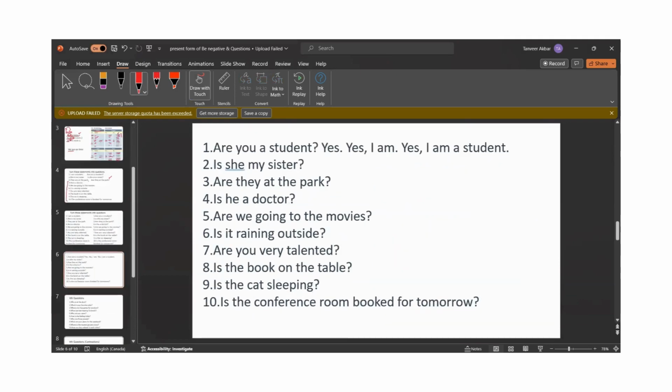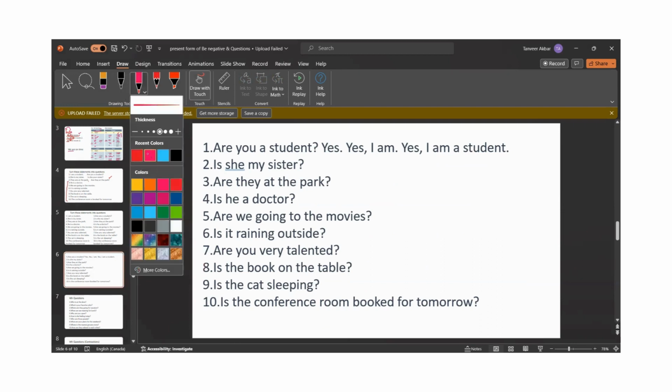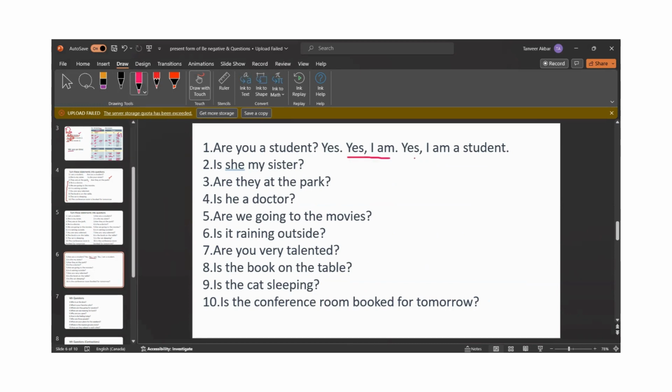Now, how would you respond to these questions? Are you a student? You can give a very short answer saying yes. Or you can say, yes, I am. Slightly longer answer. Or you can say, yes, I am a student.